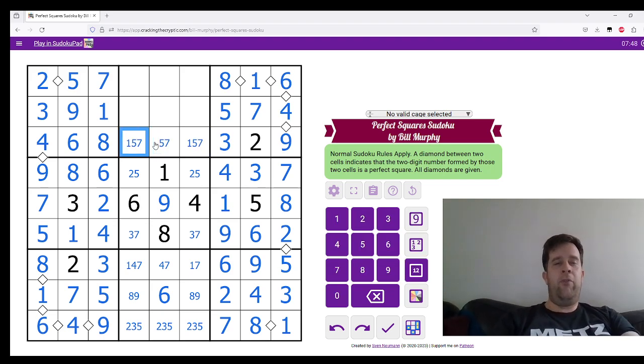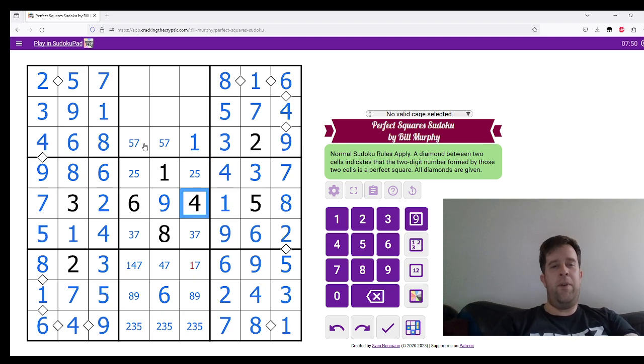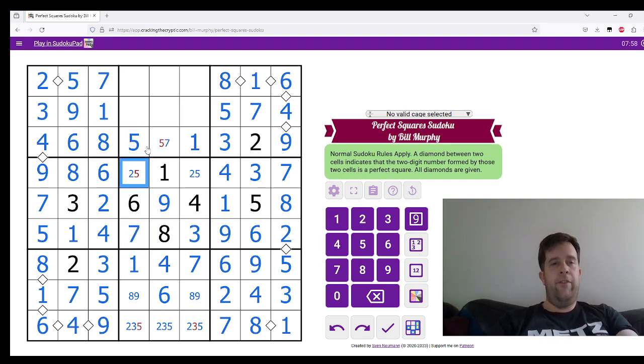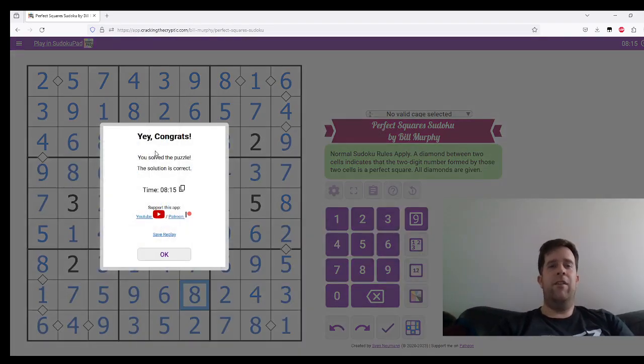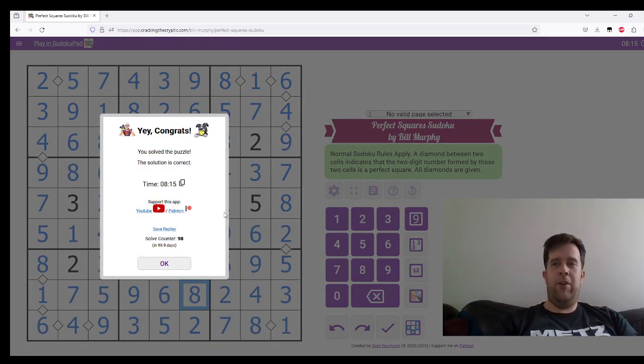This can't be 1, but also 81. This can't be 1. This must be our 1. And that's going to do a lot of damage to the rest of this puzzle. 3, 7, 5, 2, 5. 7, 3, 2, 5, and we can almost just do this whole thing. This is 4, 9, 6, 8, 9, and 8. That is perfect square Sudoku in about 8 minutes 15, with me talking through everything. Hope that helps.